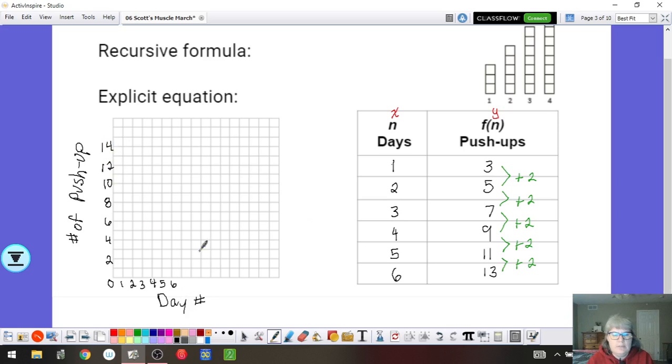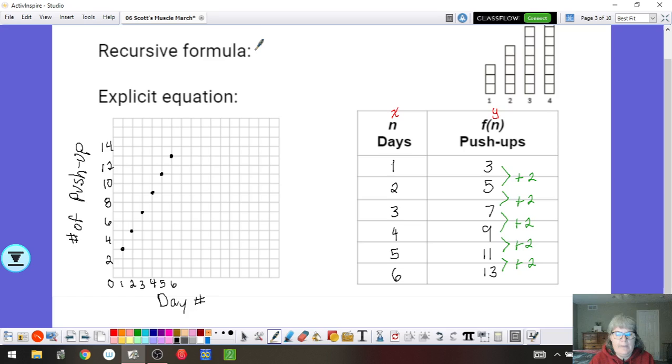And then plot the points. So day 1, Scott did 3 push-ups. Day 2, he did 5. Day 3, 7. Day 4, 9. Day 5, 11. And day 6 was 13. And if we look at these points, what you should be seeing is they're increasing. They're going up by the same amount and going to the right by the same amount. So we have a slope of 2 over 1. So this is a linear pattern. So what we have is a linear function.